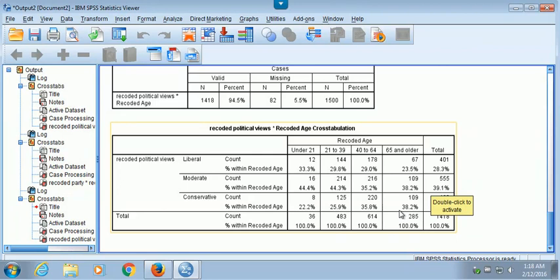So what one could argue is that people who are younger, people who are under 21, are more likely to affiliate with the liberal and the moderate crowd, whereas the older individuals, your 40 to 64 and 65 and older, are more likely to affiliate with the conservative ideation or the conservative views.